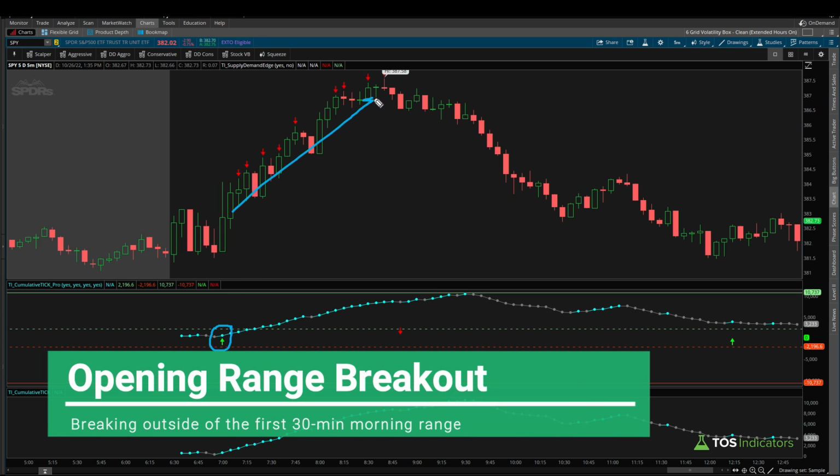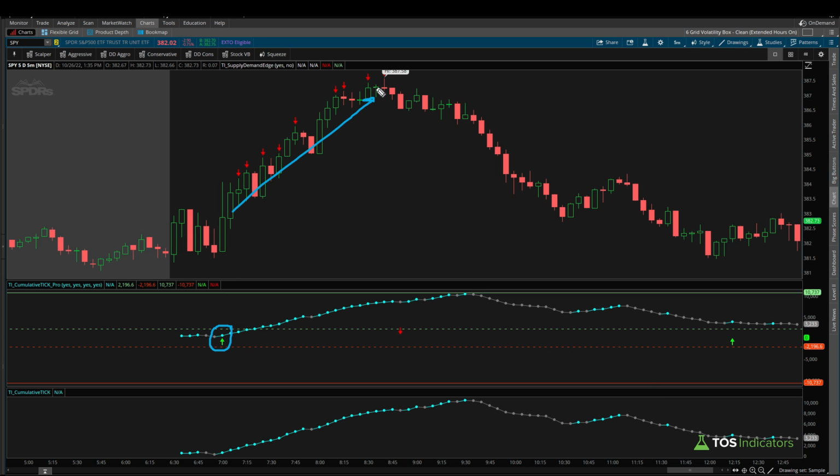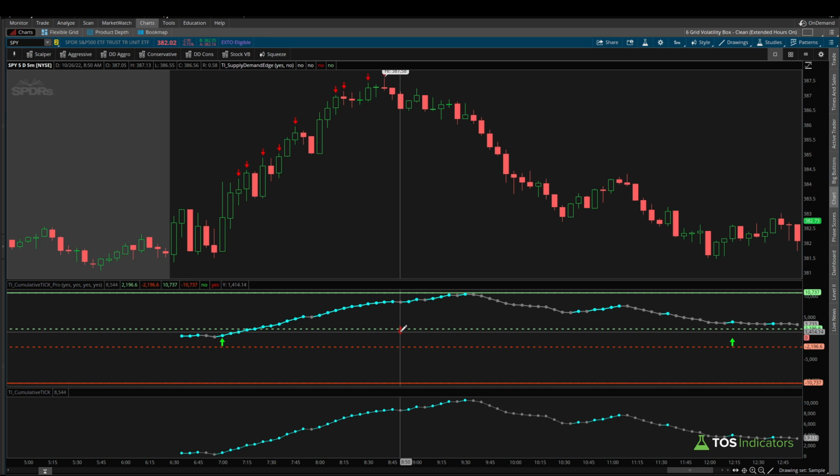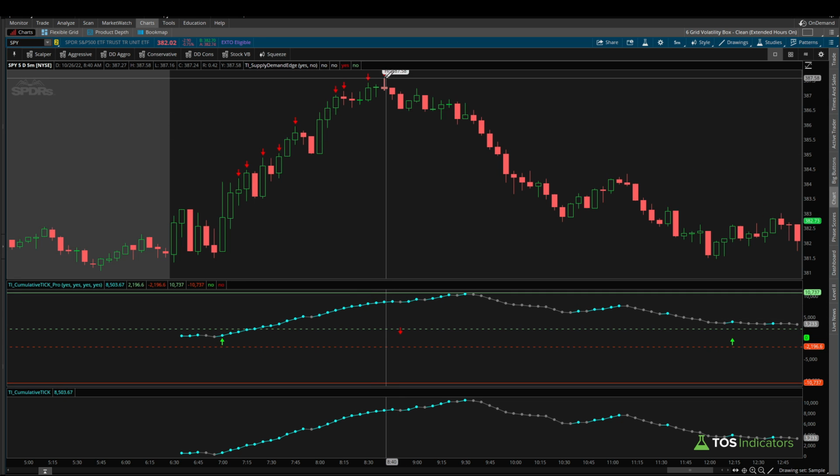That led to the rally, which we already discussed. We started to see imbalance signals as the morning progressed. We then had a sell arrow. And that sell arrow took place 10 minutes after our last imbalance arrow plotted right here. That was at 8:50 a.m.